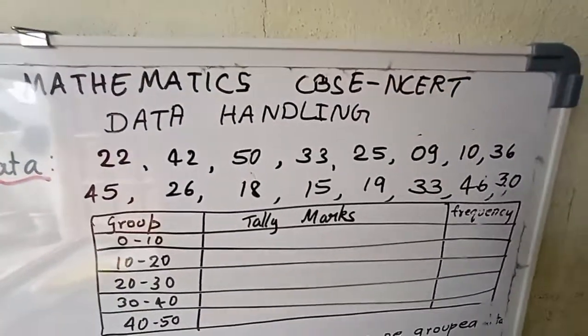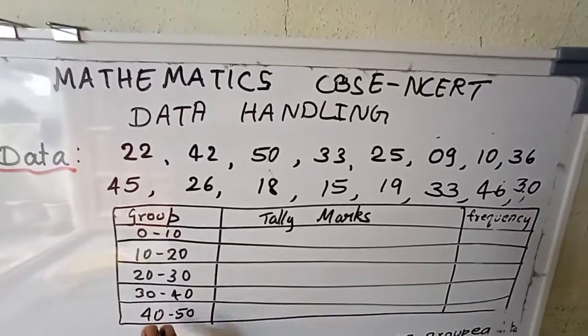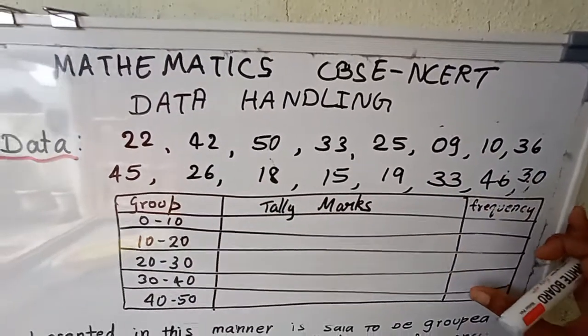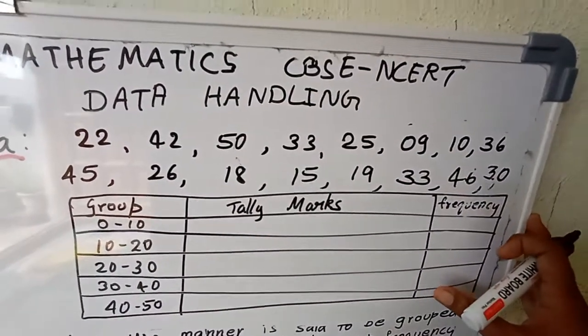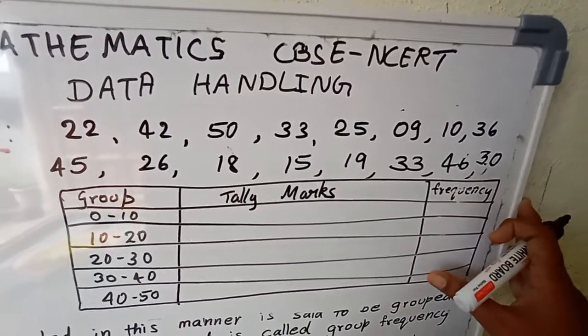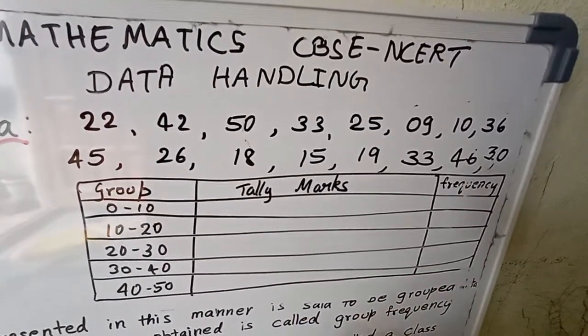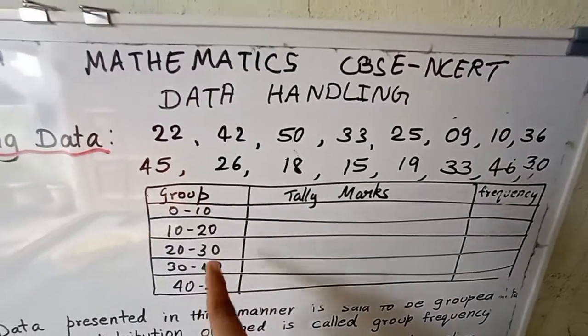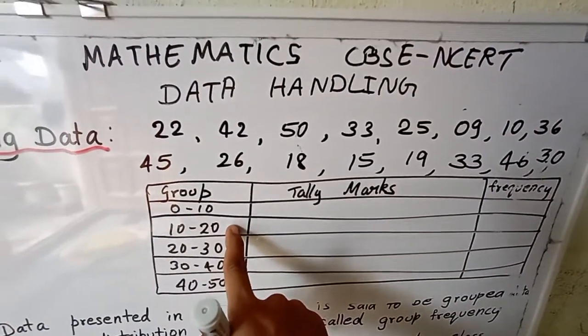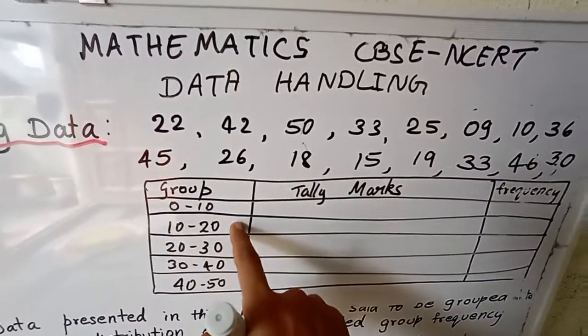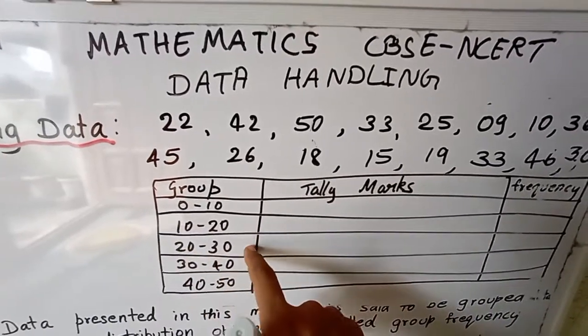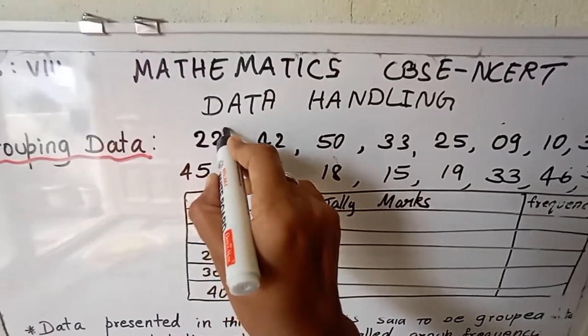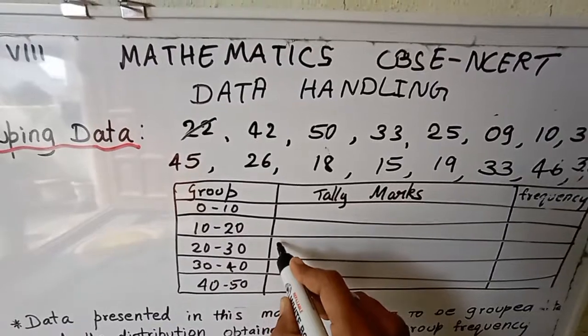Now how to make this group? We have made the groups, but the data is itself here, and we need the information. How are we going to get the information? Take 22. Where does 22 fall? Is it 10 to 20? It does not fall here; it falls in 20 to 30. So you put a cross mark, so that you do not get confused.